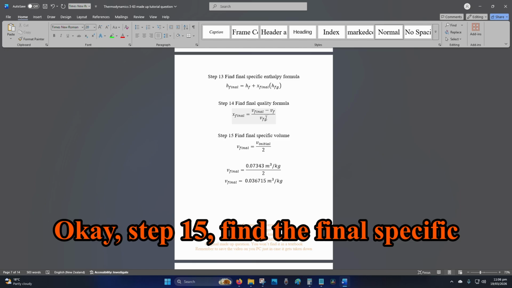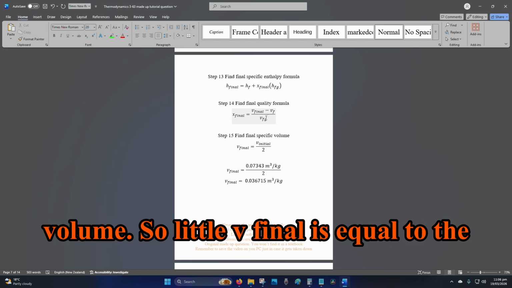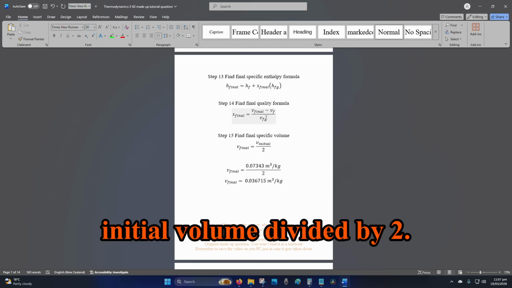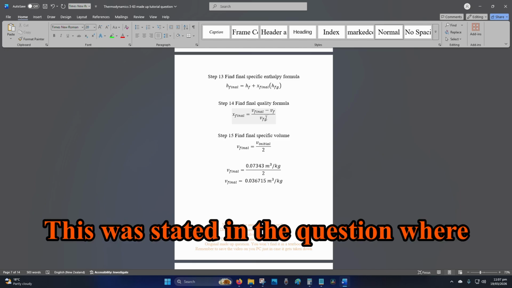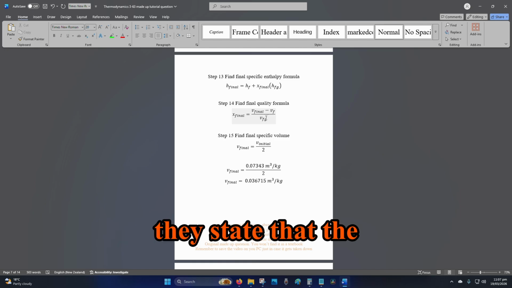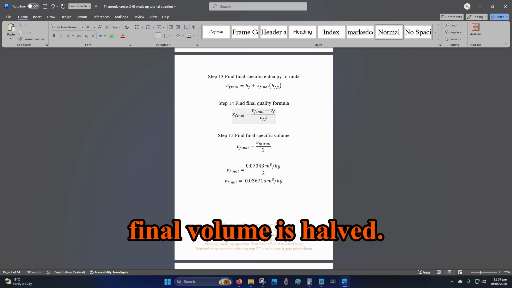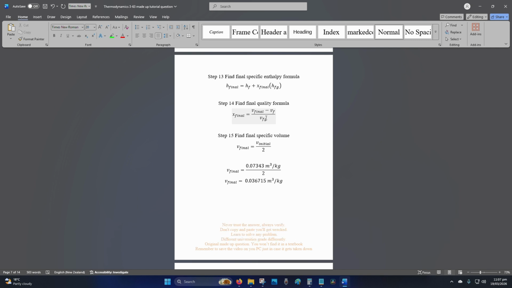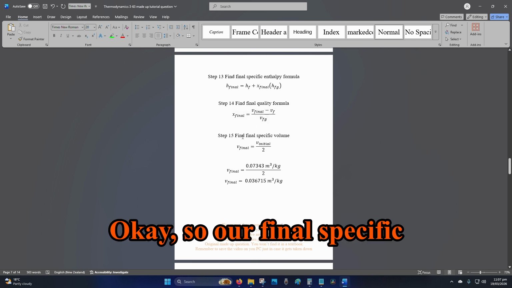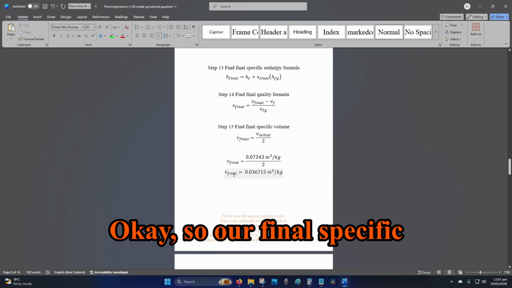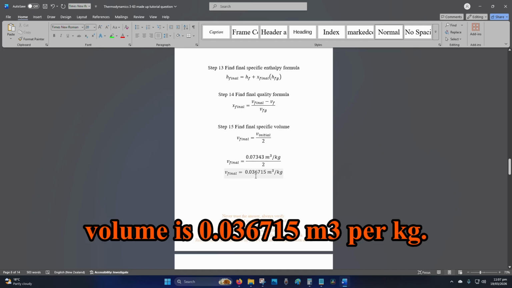Okay, step 15, find the final specific volume. So little v final is equal to the initial volume divided by 2. This was stated in the question where they state that the final volume is halved. Okay, so our final specific volume is 0.036715 meters cubed per kilogram.